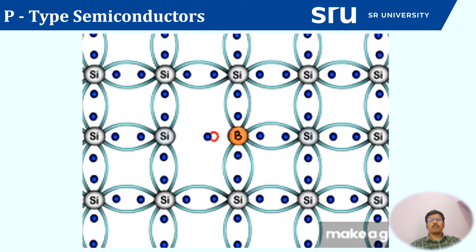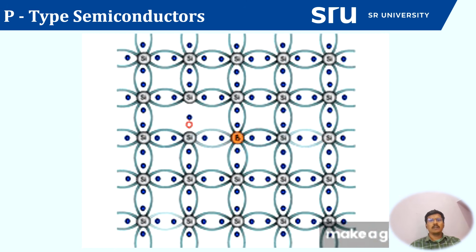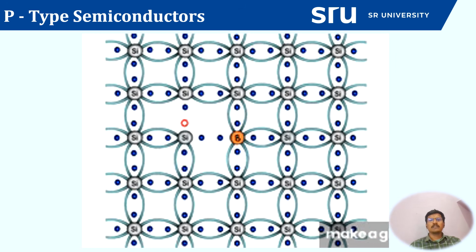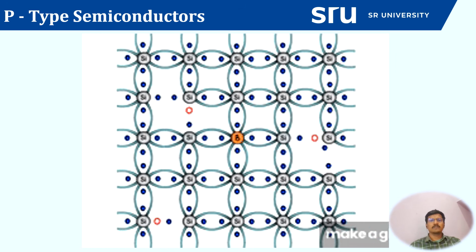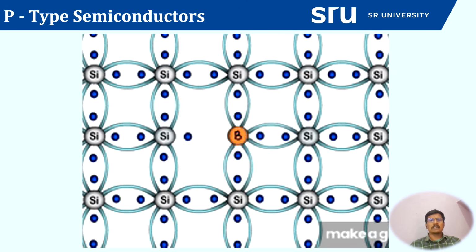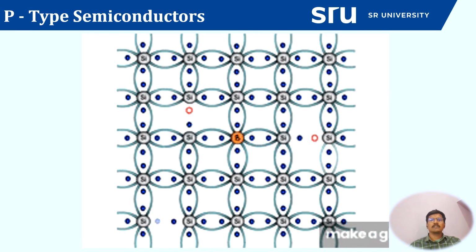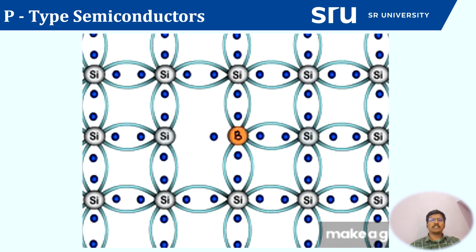Let us now focus on the charge transport in p-type semiconductors. Because of trivalent doping, a large number of holes are created. These holes become the majority carriers, and electrons generated thermally are present in much smaller number, and therefore the electrons become minority charge carriers in p-type semiconductors.